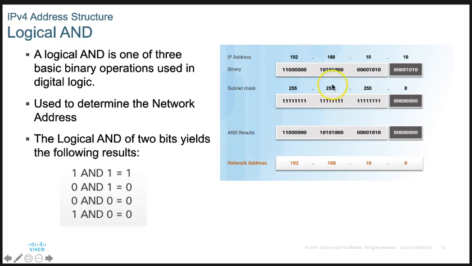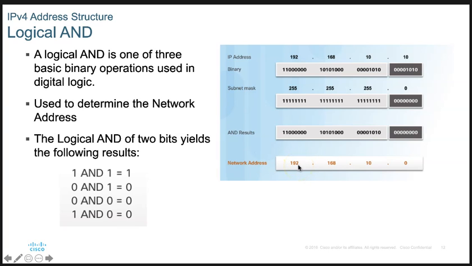As a result, 1 and 1 is 128 plus 64, if you remember the table that we used before, which equals 192. The second octet equals 168, the third octet equals 10, and the fourth octet will be 0. So after the ANDing process, the computer now knows for sure that 192.168.10 is the network ID. As a result, all computers in the same network have to have the same ID.